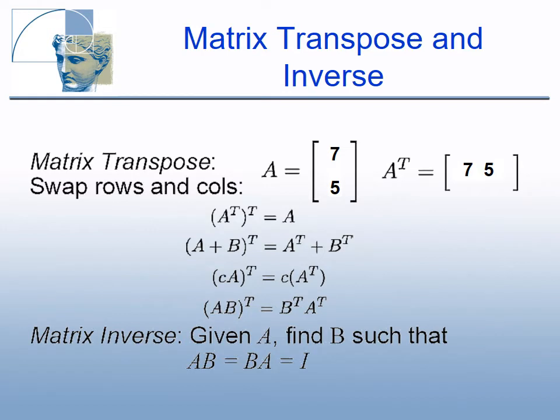Matrix transpose makes a column vector A into a row vector AT. It looks like a rotation of the matrix by 90 degrees around its main diagonal. Matrix inverse is a different operation only defined for square matrices. A product of the matrix A with its inverse B makes a unit matrix.